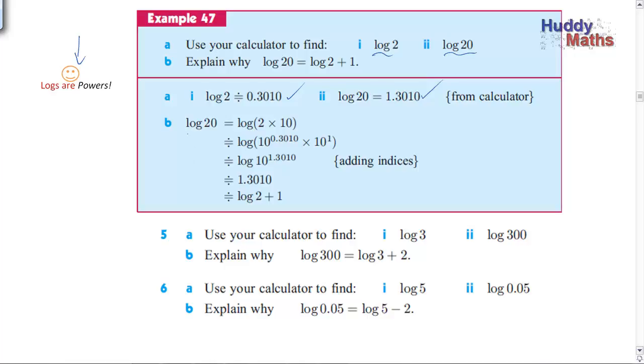Log of 20. Explain why the log of 20 is the log of 2 plus 1. Did you see it? There's the log of 2, and now we put a 1 in front. Well, let's look at 20. 20 is 2 by 10. Okay, so that's the log of 10 to the 0.3010 by 10 to the 1. Okay, so then with the power rules, we add the exponents or powers or indices, and so we can write it as that, and the log of a number written as a power of 10 is just a power.